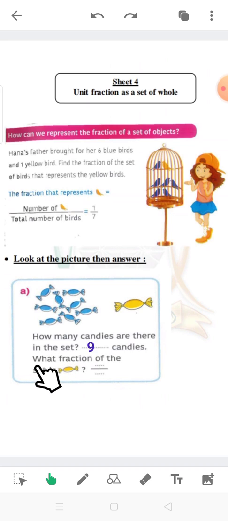I need to write the fraction. He asked me about the fraction. What fraction of the set is yellow? I've got only one yellow, so the colored part, the shaded part in yellow, we put in the top of the fraction, the numerator part. All of the candies, we have 9. I put it in the bottom. So we have one ninth of this set of candies is yellow.